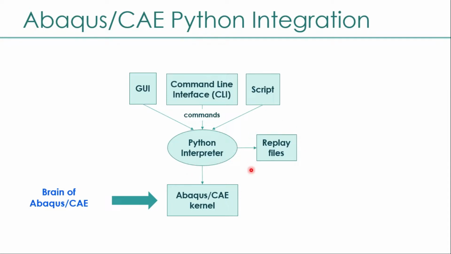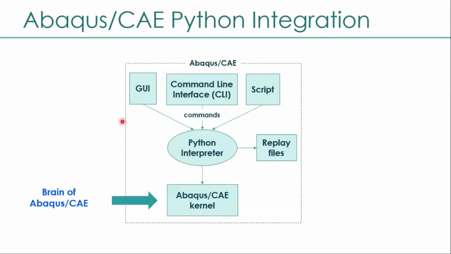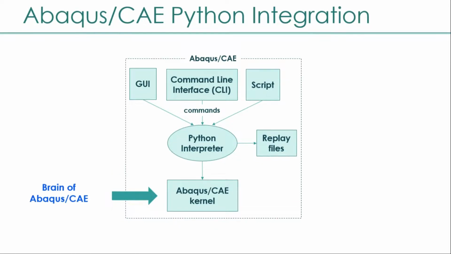So it's a very good starting point for you, because you have all the commands that you have done in the GUI or using other methods, and you can directly go and check what is the method that I can use for a particular operation. That's a very good starting point, right? And all this workflow is called Abaqus CAE. So all this happens in the Abaqus CAE domain. Okay, next we will see the replay file.